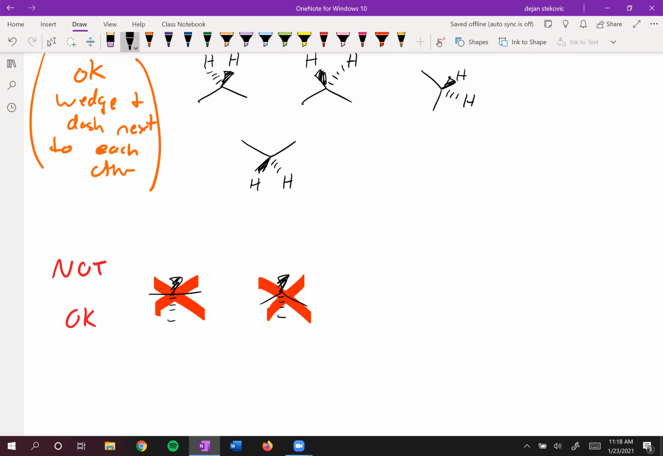And then not only should they be next to each other, they should look something like a tetrahedral. So for example, if you drew something like this, that would also be not okay. The wedge and the dash are next to each other, but it just really does not look good. So just practice drawing some wedges and dashes here and there.